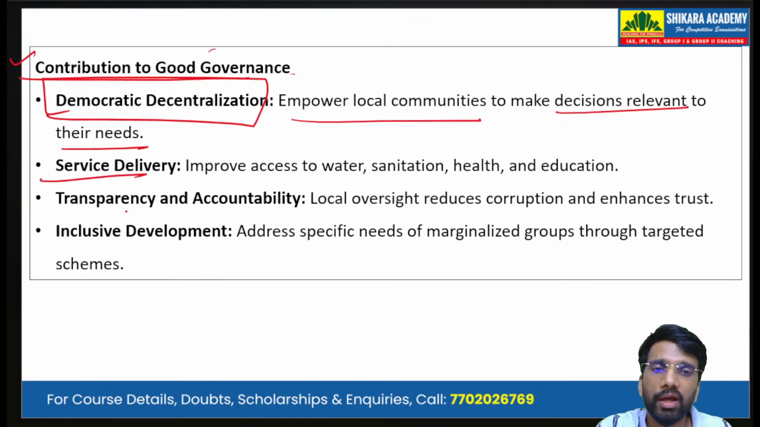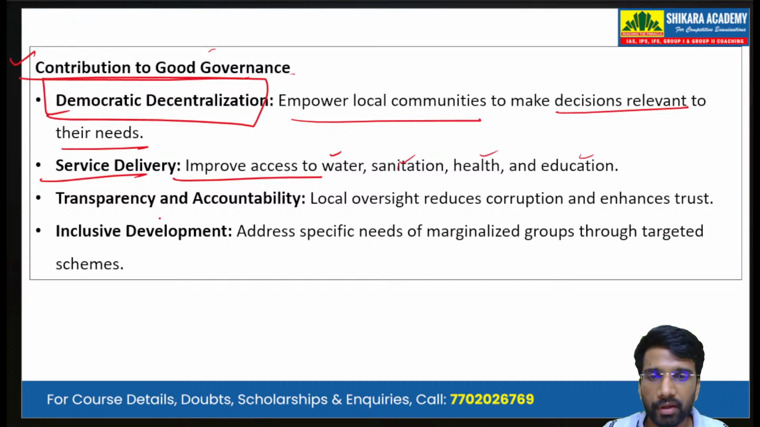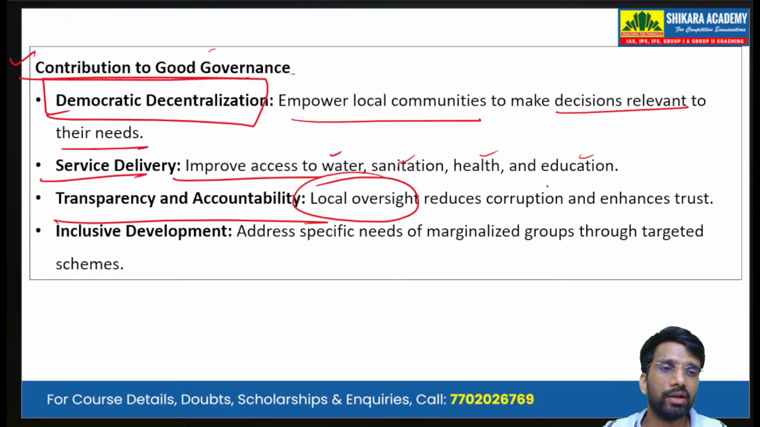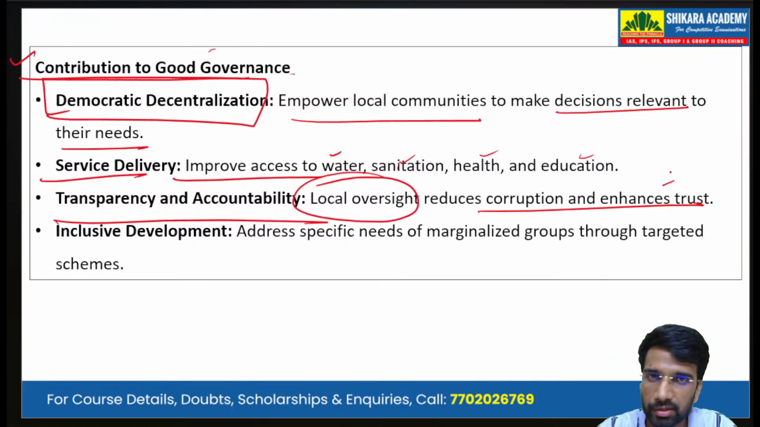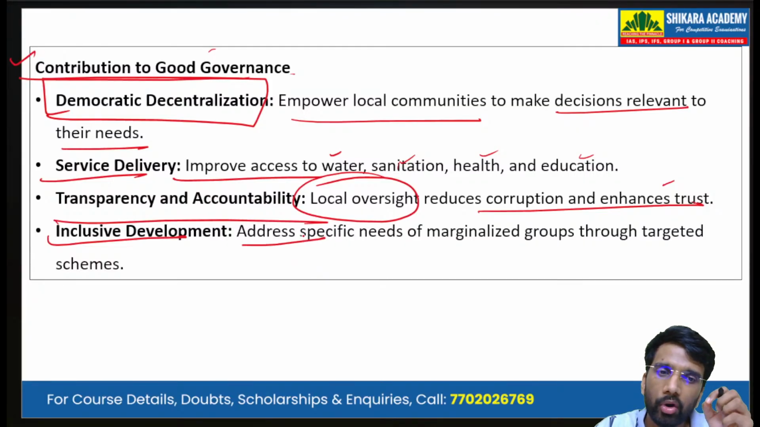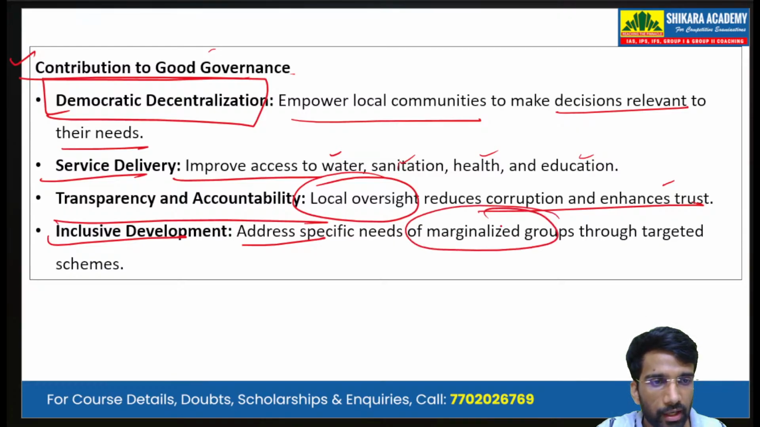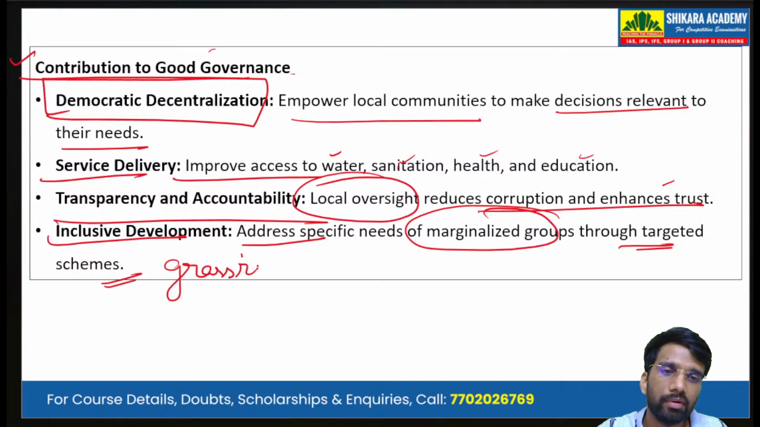Second is service delivery. It improves access to basic services like water, sanitation, health, and education. Then there is transparency and accountability because of local oversight. It reduces corruption and enhances trust. Fourth is inclusive development. The local bodies address specific needs of the marginalized groups through targeted schemes at the grassroots level.